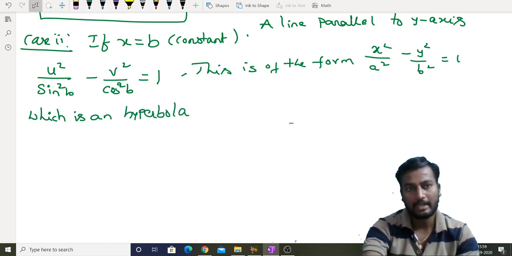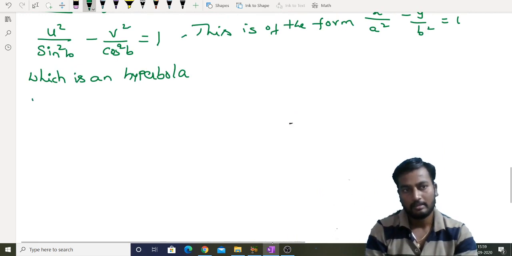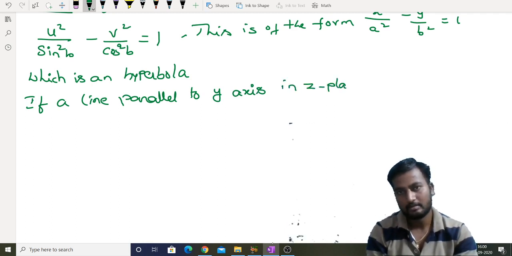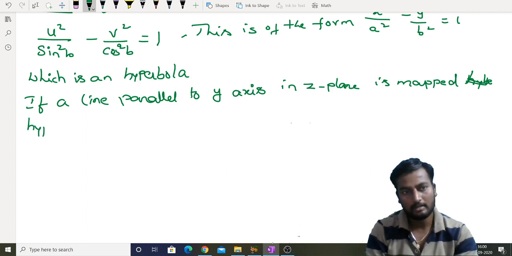So that means a line parallel to the y-axis in the z plane is mapped to a hyperbola in the w plane.